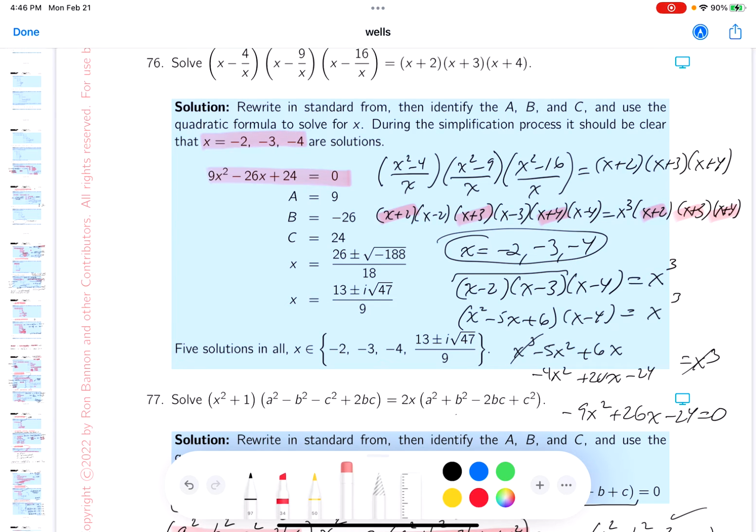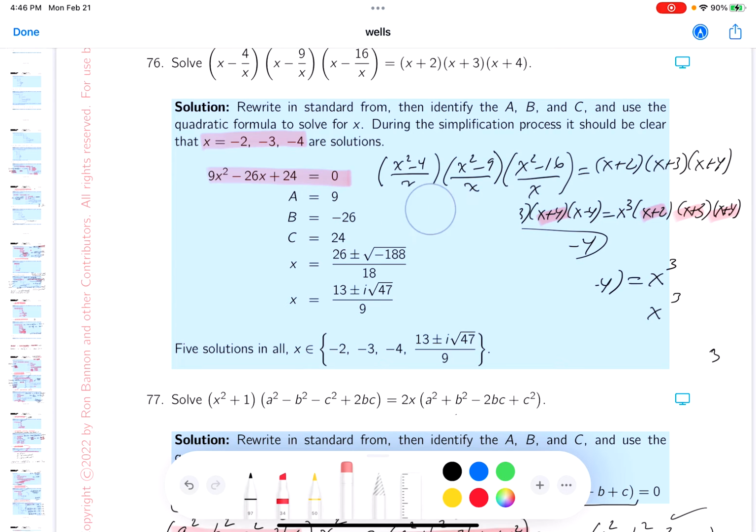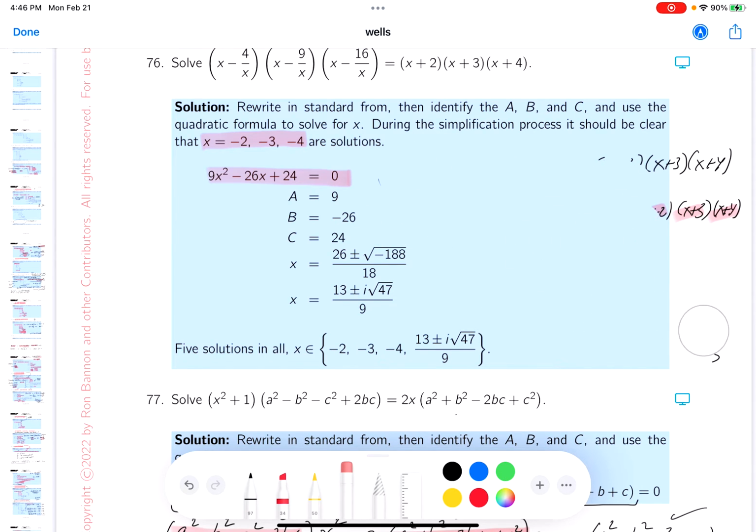I'm going to erase my work now. And yes, it took time and effort to get there. But I saw something simple. And again, you may have seen something differently. The bottom line, you need to see something and then do that, all right?